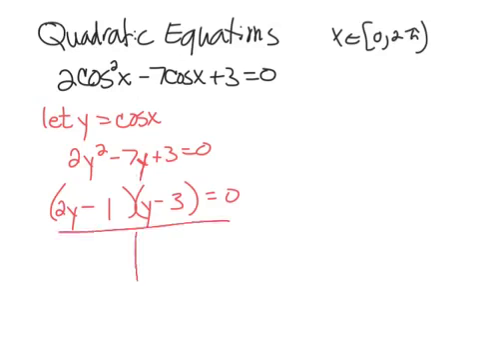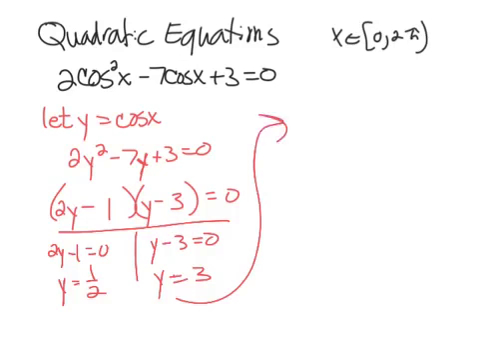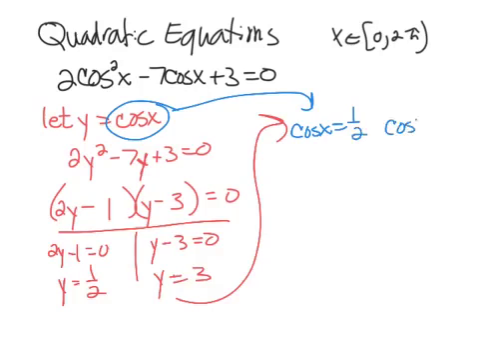All right, make your T. 2y minus 1 is equal to 0. y minus 3 is equal to 0. This ends up being y is equal to 1/2, and y is equal to 3. Now what you have to remember is to substitute back in. The cosine needs to replace the y. And I have the cosine of x is equal to 1/2, and the cosine of x is equal to 3.